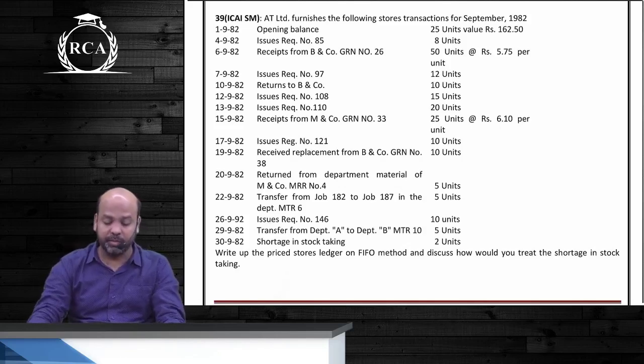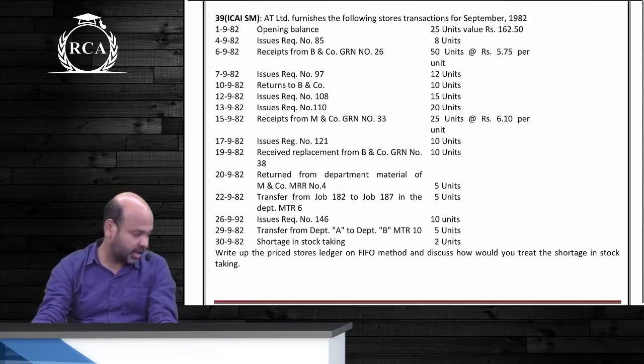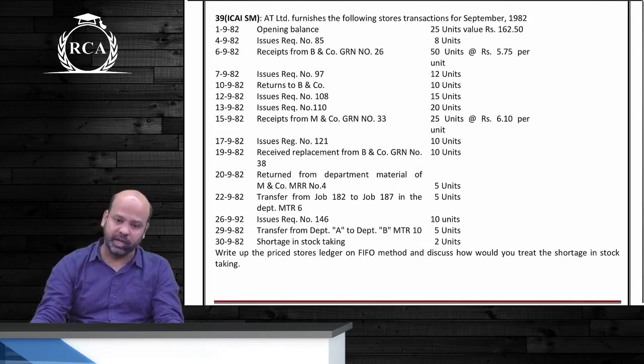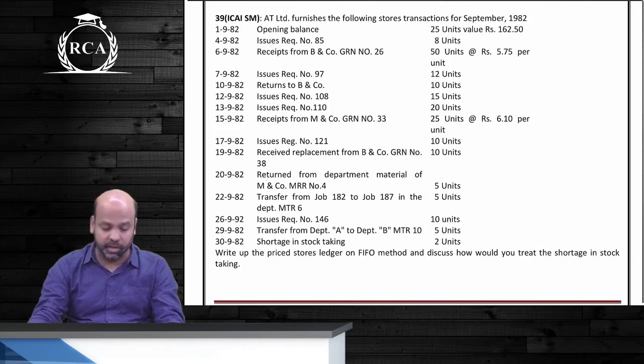Next, receipts from BNCO, GRN number. GRN is goods received note. You will prepare this at the factory gate whenever inventories are being received. Are we clear? Next, beta. Issues against requisition number 97, returns to BNCO.